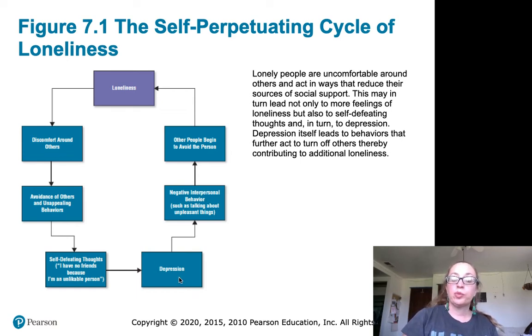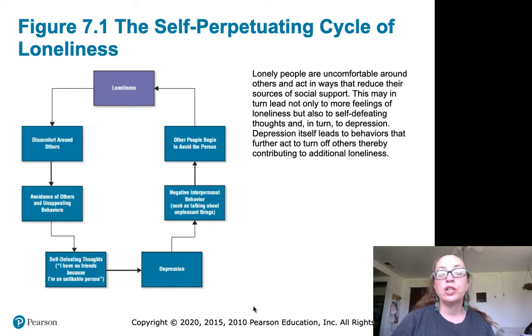This may also be triggered by the depression in the first place, that they have a hard time interacting and being the cheerful, positive self that people like. And then they start to avoid others, and they also behave in ways that are unappealing, just like this negative interpersonal behavior. And then self-defeating thoughts are a big part of depression and loneliness. I have no friends because I'm an unlikable person. Nobody likes me because everybody else is a jerk or whatever. So they have these negative, self-defeating thoughts, which lead to depression. Depression leads to more loneliness. Loneliness leads to more depression. So you have this self-perpetuating cycle.